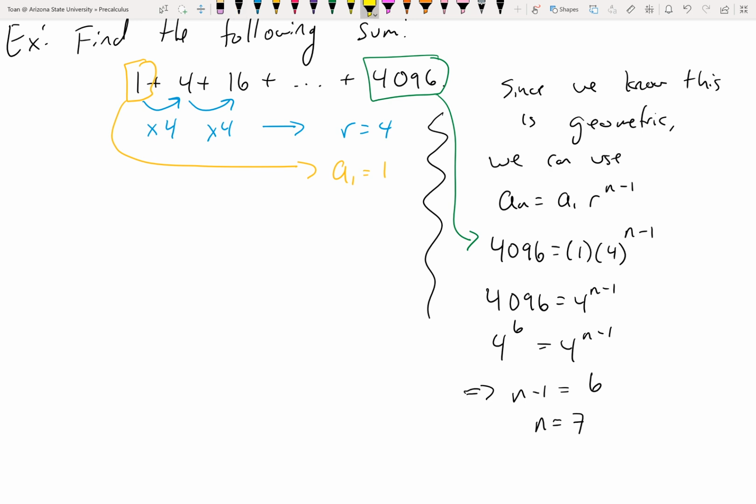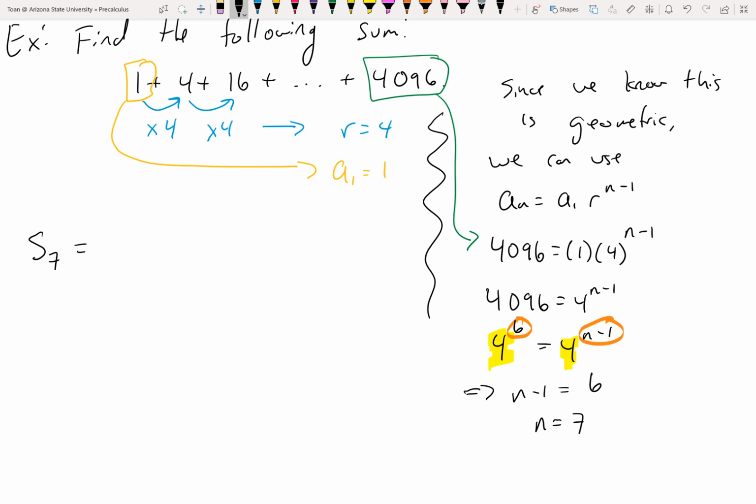Right, think back to when we solve logs. If the bases are the same, what can I conclude? I can conclude that the exponents are the same, so that's how I came up with the subsequent equation. So all of this tells me that n, the number of terms we're dealing with, is 7, so we just go ahead and plug into the sum formula. We're basically done. So what is the sum?